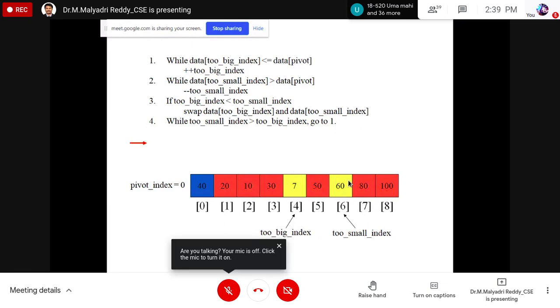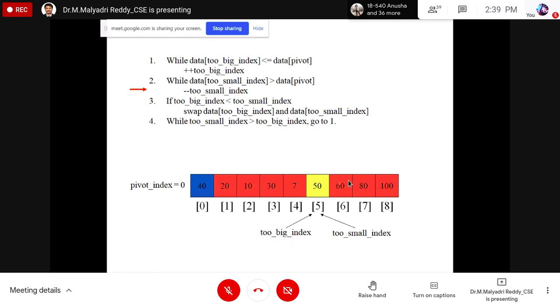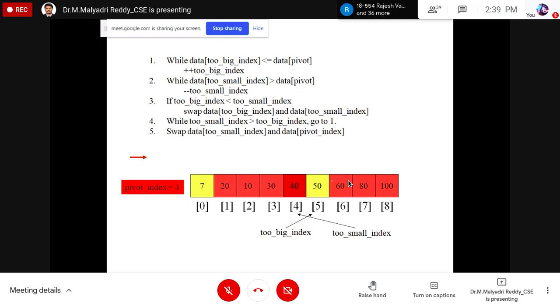Next I plus plus. J is 50. Next J minus minus, J minus minus 7, so the pointers cross at that position. Automatically the J position value is swapped with the pivot element. The pivot element is 40, so it will be placed at the fourth position. This is the pivot position. This is the tracing of the partition algorithm.